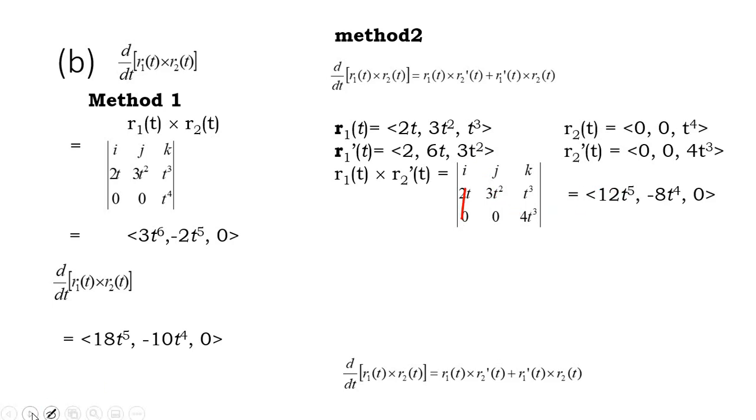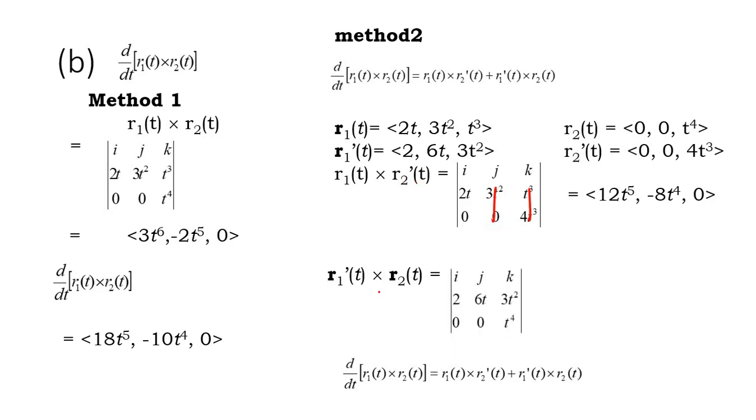Okay, for component J, it is negative. So 2 times 4 is 8, is 8t power 4. Component J is negative. This one is 0. Okay, component K, close this one, the product is 0. So this is R1 cross R2 prime.